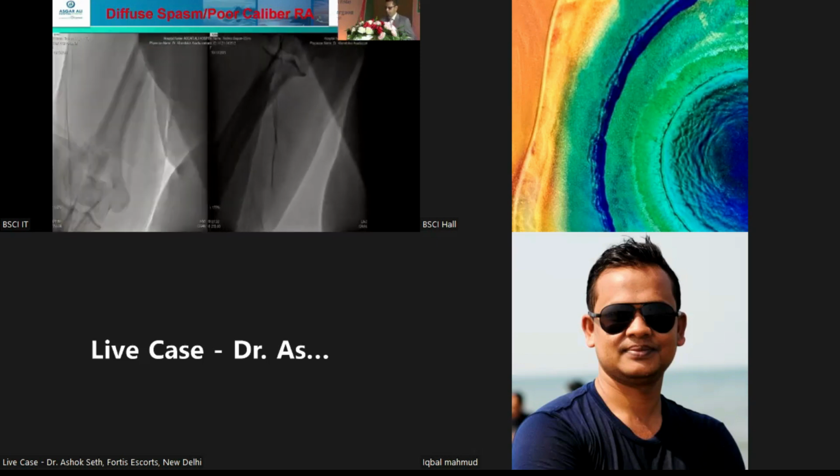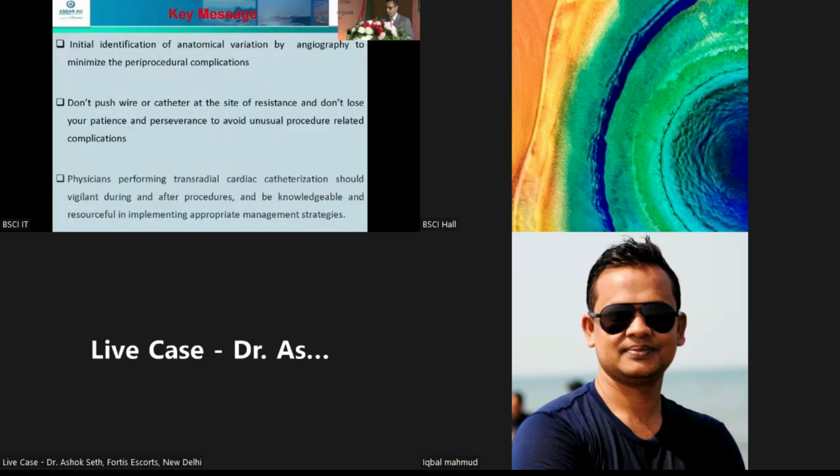Sometimes in a diffuse spasm with a poor caliber vessel, you need to switch the route. And now the key message: initial identification of anatomical variants by angiography to minimize procedural complications. Don't push the wire or catheter at the site of resistance, and don't lose your patience and perseverance, to avoid unusual procedure-related complications. Physicians performing transradial cardiac catheterization should be vigilant during and after the procedure, and be knowledgeable and resourceful in implementing an appropriate management strategy.